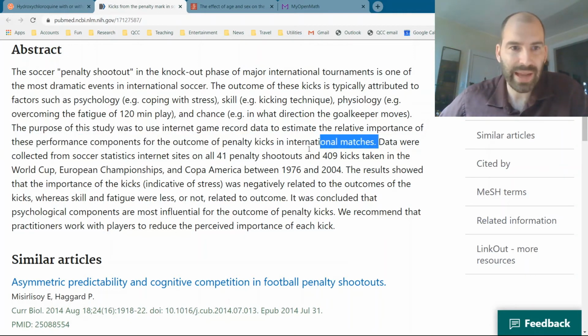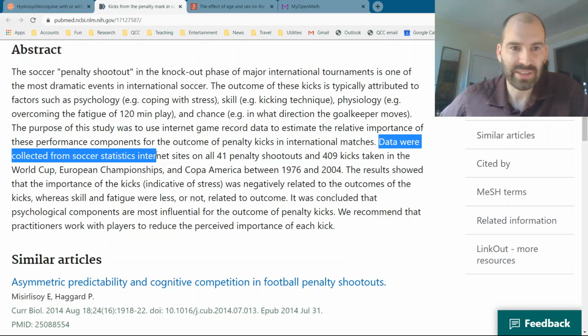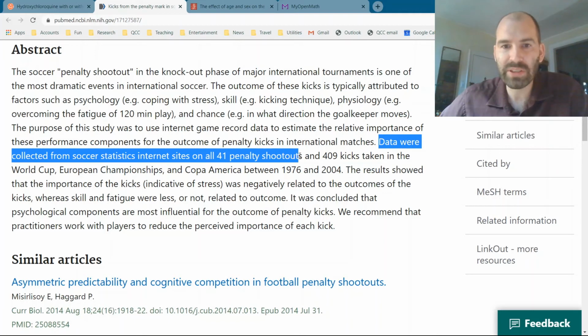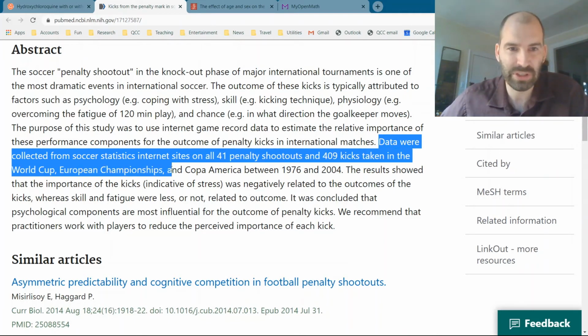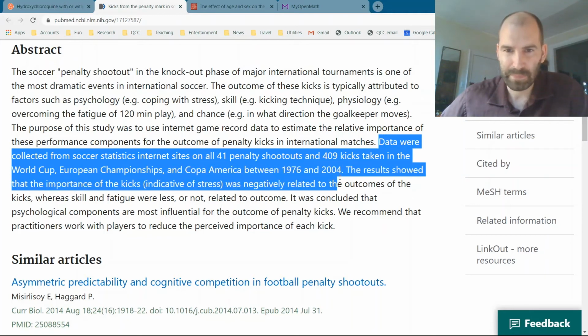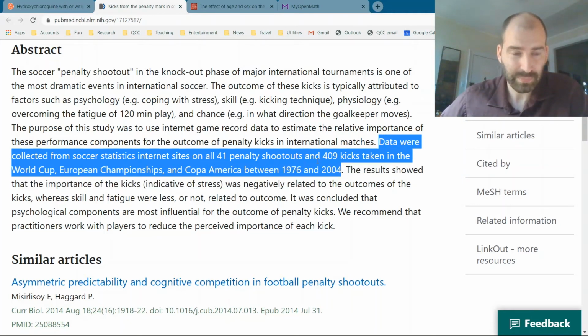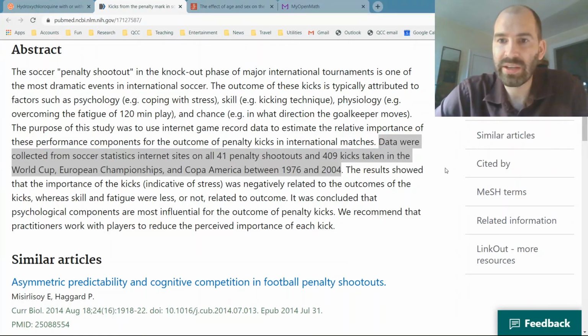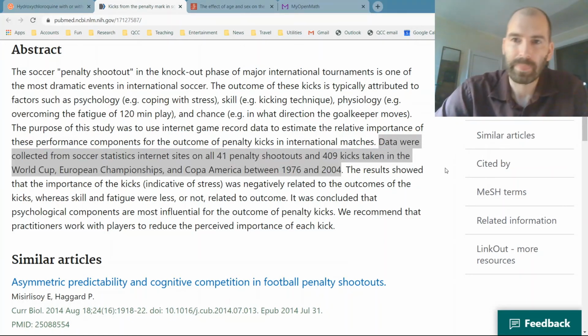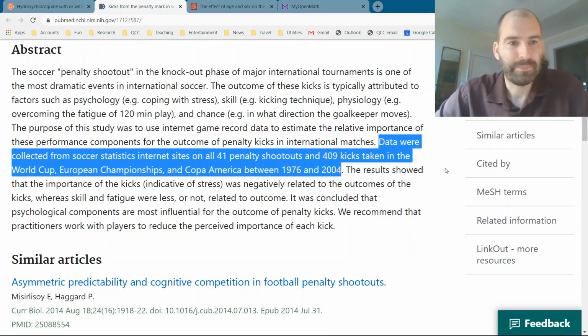Data were collected from soccer statistics internet sites on all 41 penalty shootouts and 409 kicks taken in the World Cup, European Championships, and Copa America between these dates. And the results showed blah, blah, blah. So the question is, what kind of study is this? Is it an experiment or an observational study? So pause and think about it.